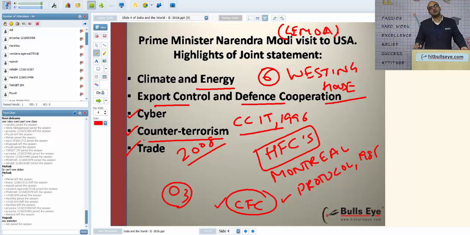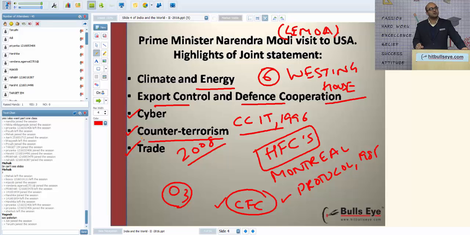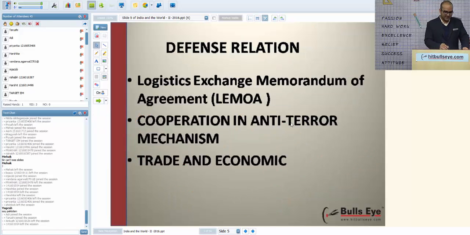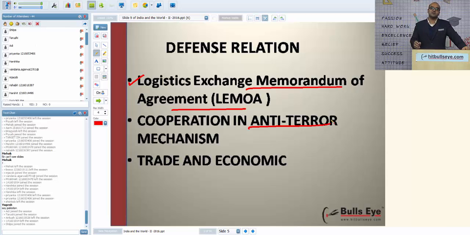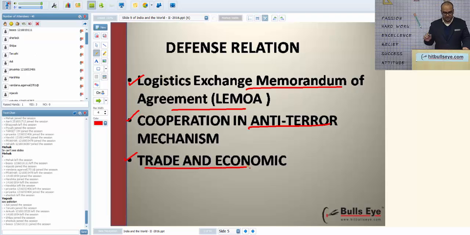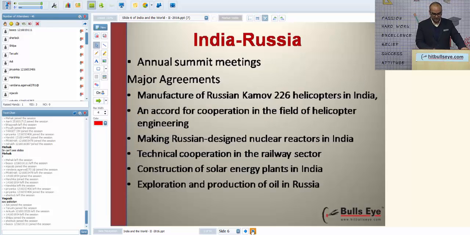Again, some important trade-related agreements were also signed between the two governments, as well as certain businessmen and entrepreneurs. India and the US have also agreed to push up trade between the two countries to $500 billion from the current $100 billion in the next 5 years. Right, these are certain things that I've already spoken about: the Logistics Exchange Memorandum of Agreement, LEMOA, the anti-terror mechanism to share intelligence related to terror attacks between India and the USA, and trade and economic relations. That is something we've already spoken about.